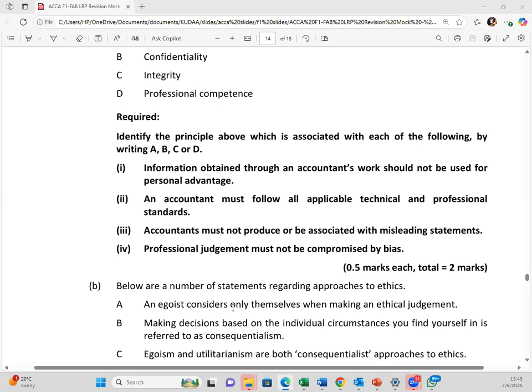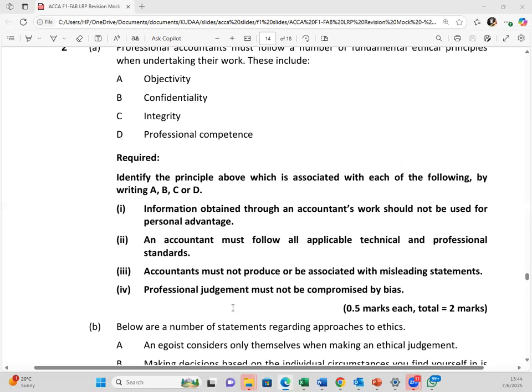Then lastly, professional judgment must not be compromised by bias. So I think this one goes to the odd one out, which is what? The remaining one, because the duty to avoid bias, to take decisions that benefit you, that's objectivity. So if you are not going to be biased, you are not going to take decisions that support your self-interest. That is behaving with objectivity.